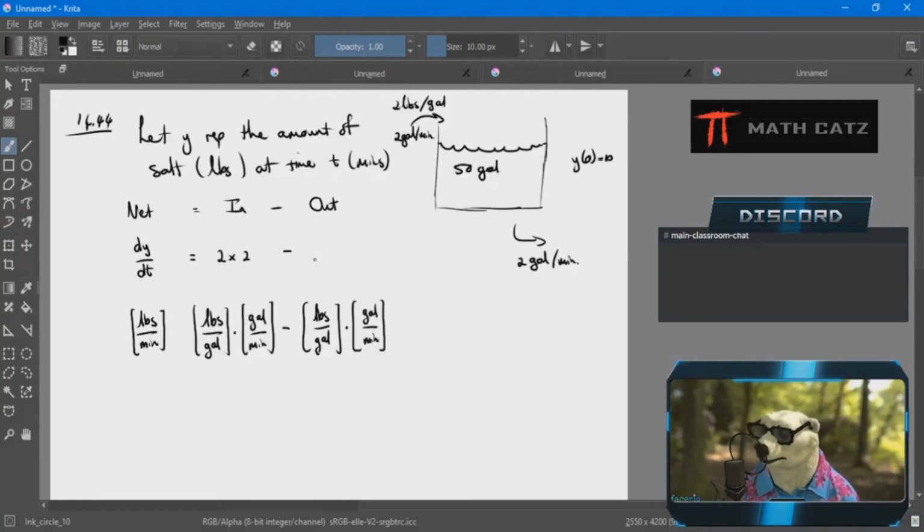Pounds per gallon, well, in the 50-gallon mixture, I have y pounds. So it's going to be y over 50 pounds per gallon, the actual salt per gallon, times 2 gallons per minute flow rate. And there we have our differential equation. So dy/dt equals 4 minus y over 25 will simplify, and our initial value is 10.